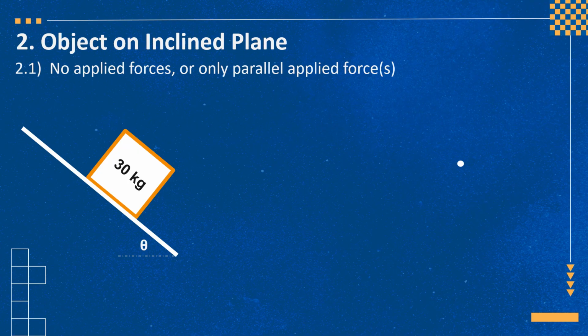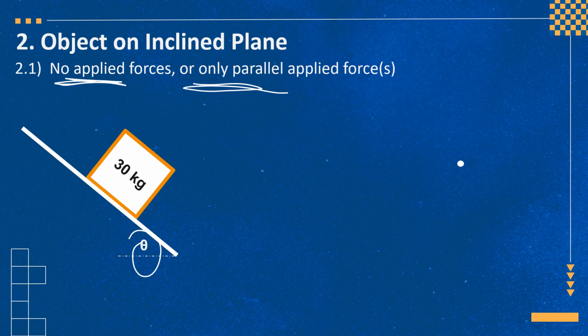So our second type of scenario is when we have the objects on an inclined plane. On the screen, you'll see our good friend, the 30-kilogram box, just sitting there on a slope with an angle of theta. So theta can be anything between 0 and 90. Now, the first type of forces that we will look at is if we have no applied forces and we only have parallel forces acting on the box. If there's any applied forces, those forces will be parallel to the surface.